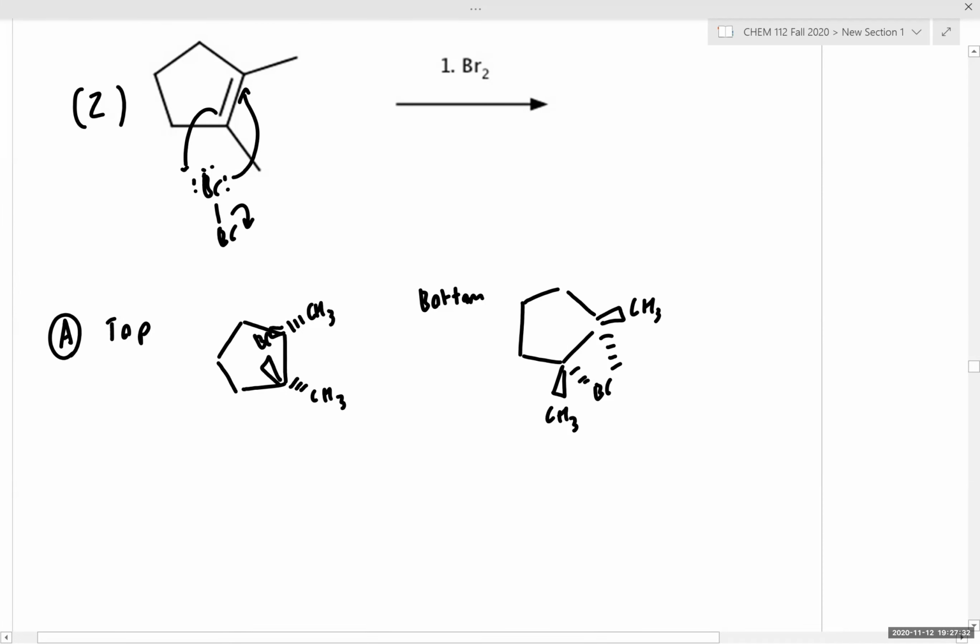So what would the next step be? Now that we have both of our bromonium ions, what's our next step? What happens to these bromonium ions? Would anyone like to build off of this? We have our bromonium intermediates. We have bromide floating around. What happens to these bromonium ions?